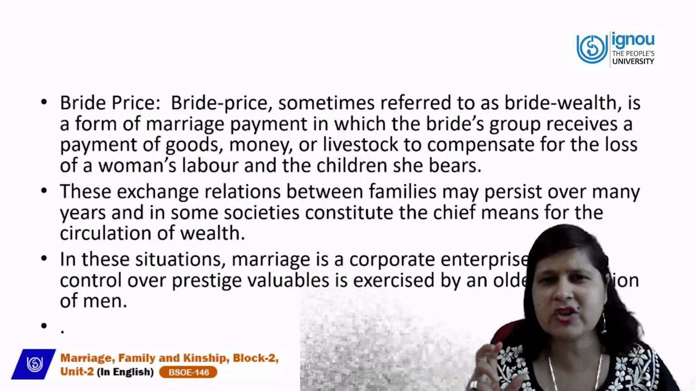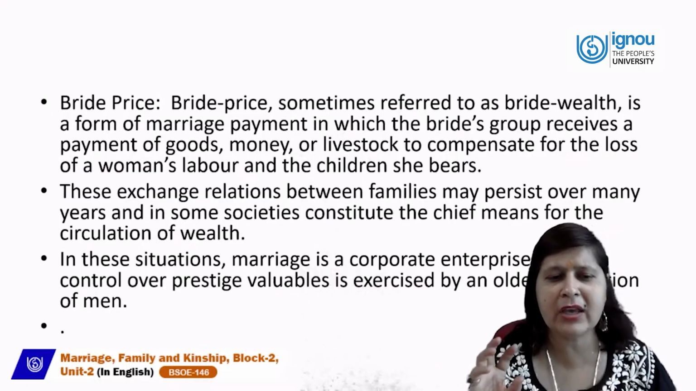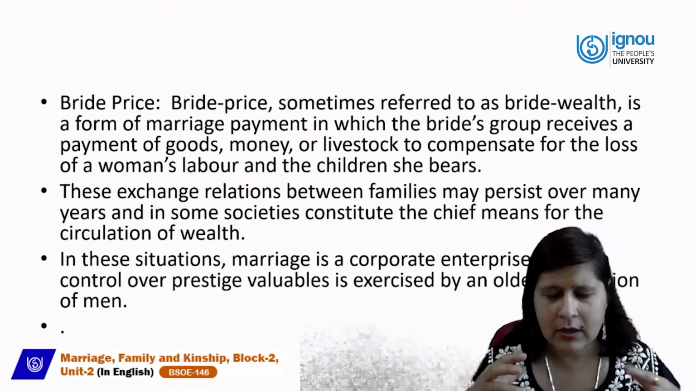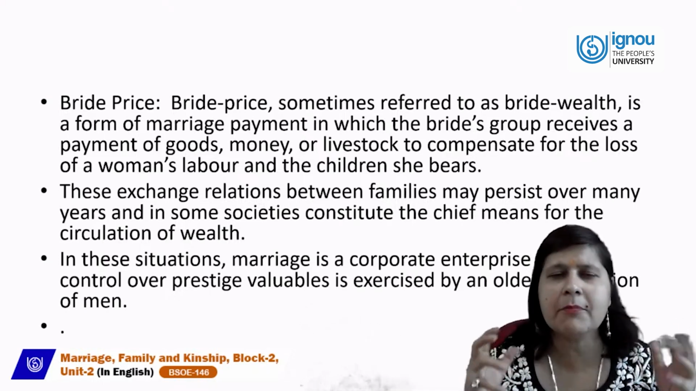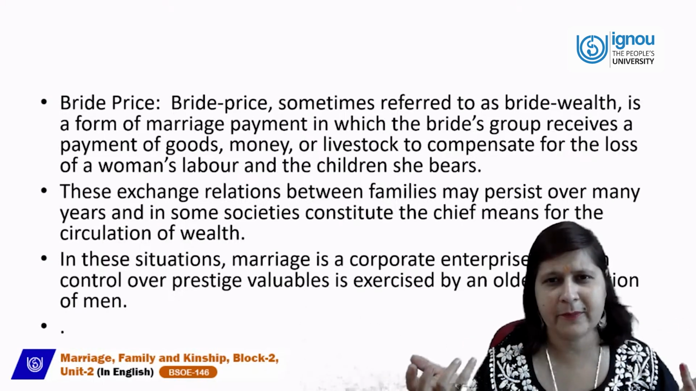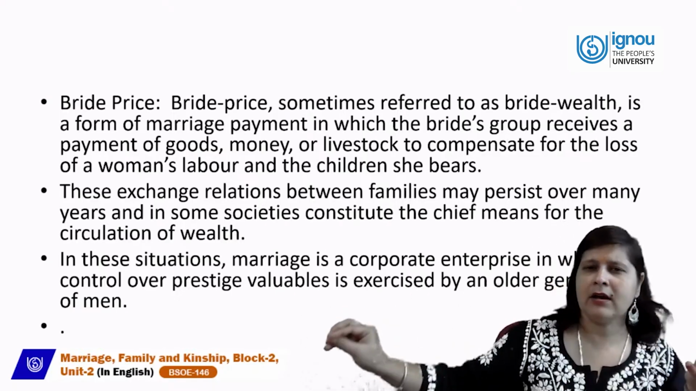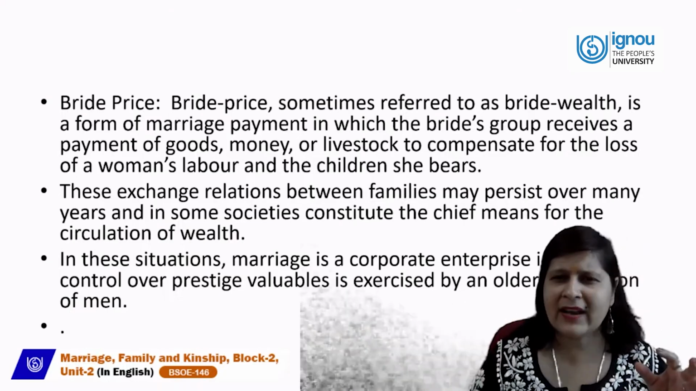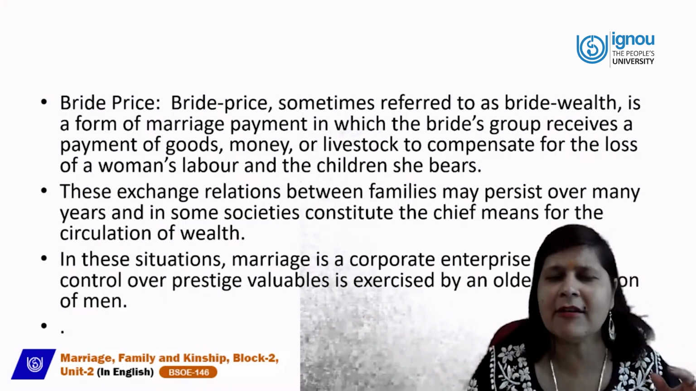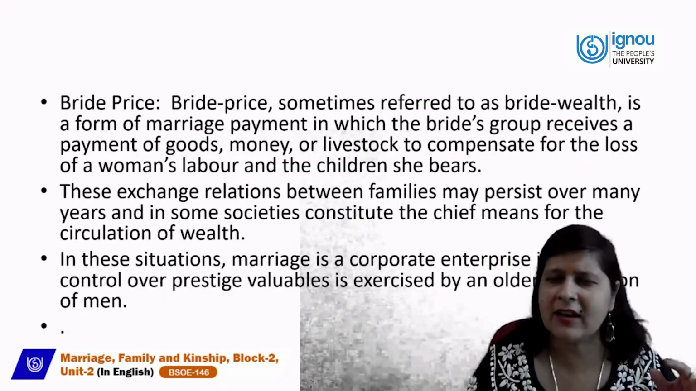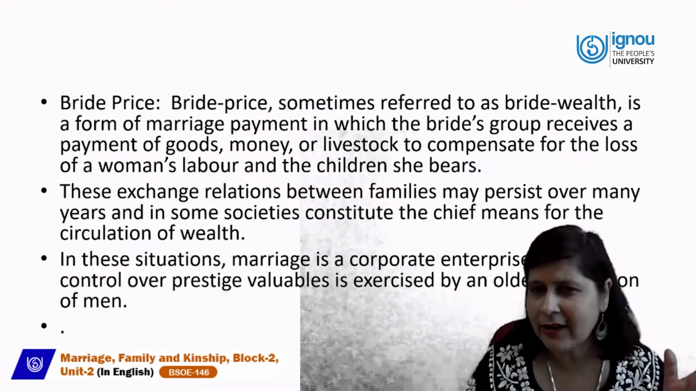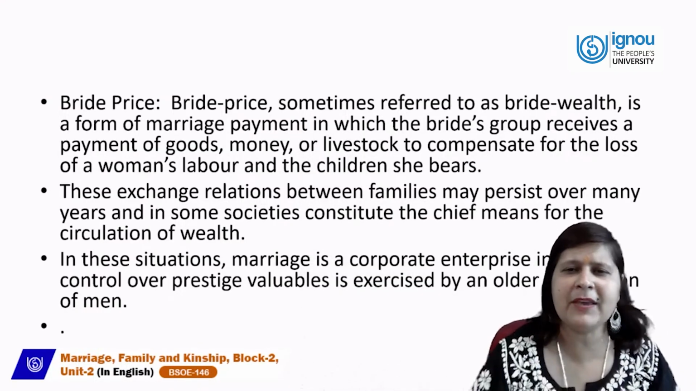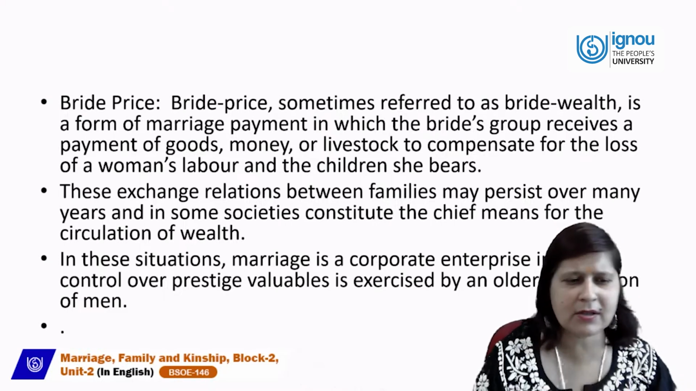This is a compensation of what? This is compensation for the loss of labor, because they are giving their family member, their daughter, to someone else, and they consider it a loss of labor. So to compensate for the loss of the labor as well as the children she bears, that is a loss. So the groom's family pays the bride's family to compensate for this loss.